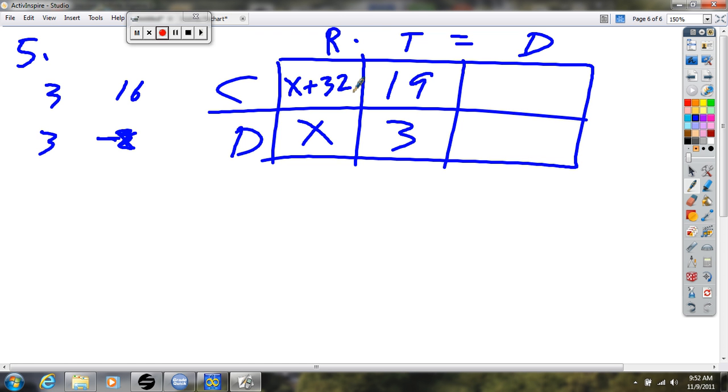Now, you say, but it said slower. Yeah, but I didn't do it there. I didn't do the problem the way it said it. I said which one was going slowest. This one, right? So that's X. And one of them was going 32 slower, so the other one was going 32 faster, right?